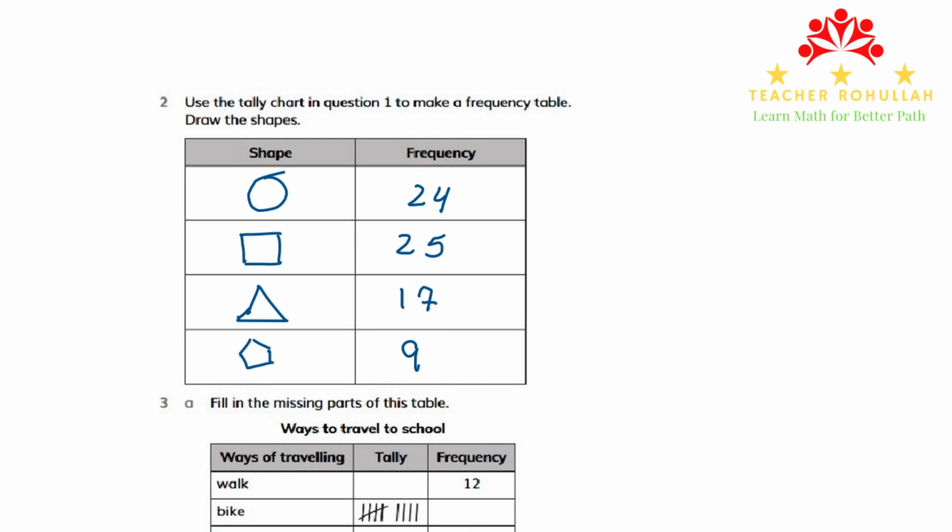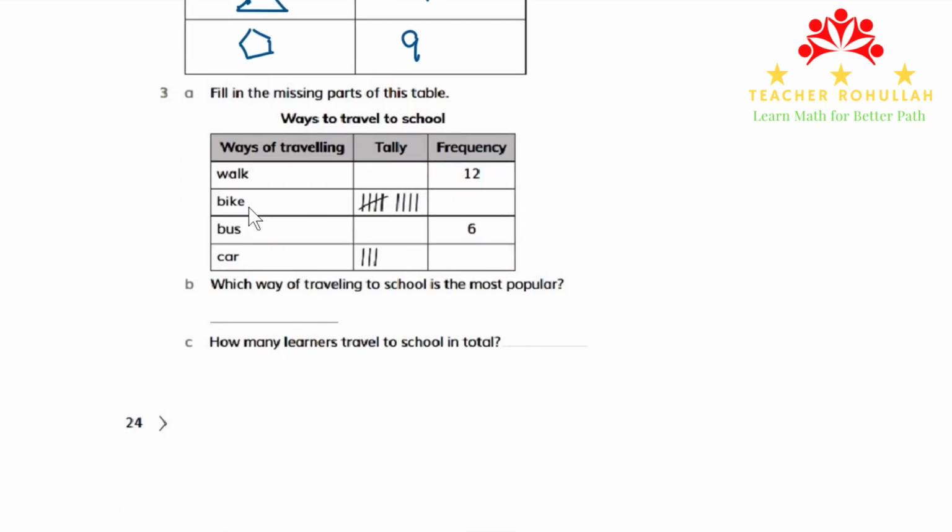So now we move to question number 3 and see what we have. In question number 3, it says, fill in the missing parts in this table. So the table shows the ways of travel to school. In this table, either tally marks are missing or frequency is missing. So in the first row, which is walking, we don't have the tally marks, but we have the frequency, so we can easily use tally marks. 1, 2, 3, 4, 5, 1, 2, 3, 4, 5, 1, 2. So 5, 10, 12. It means 12 people walk to school.